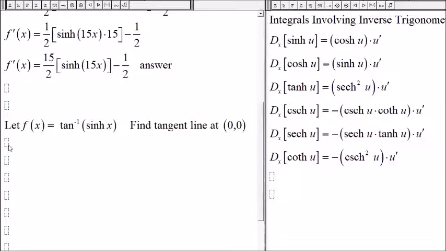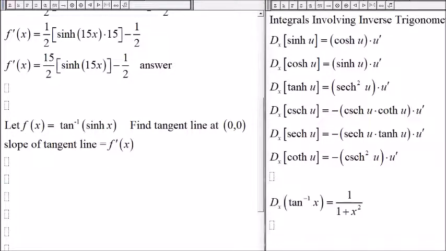Now to get the tangent line, first we have to get the slope of the tangent line. The slope of the tangent line will be the derivative at 0. Recall that the derivative of tangent inverse of x is 1 over 1 plus x squared. But here we have tangent inverse of hyperbolic sine of x.